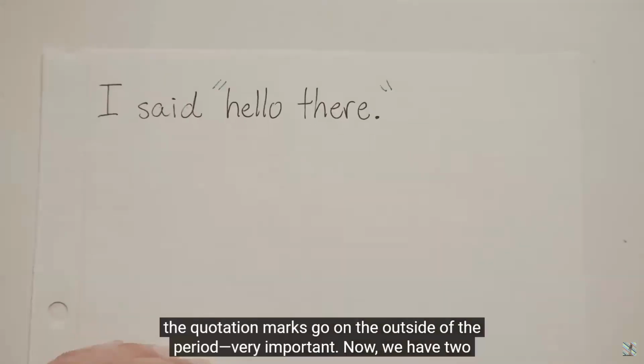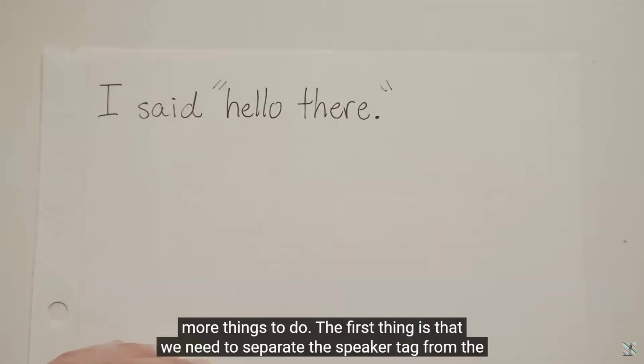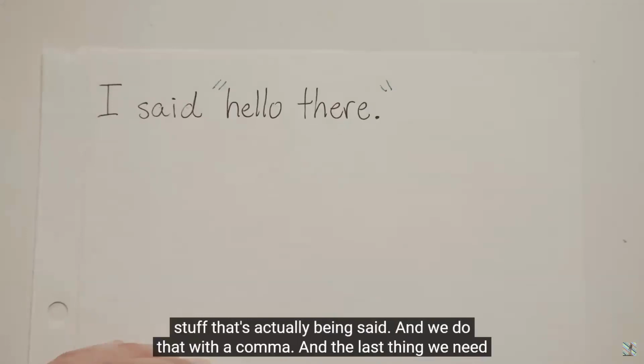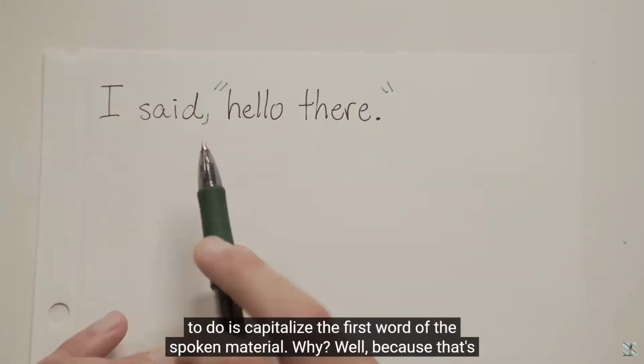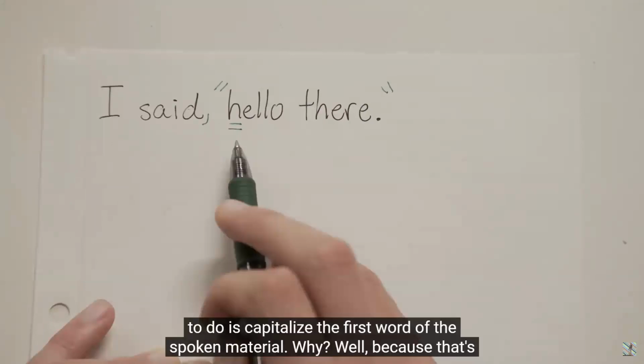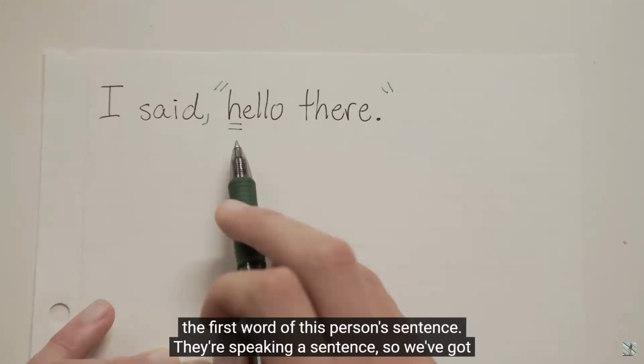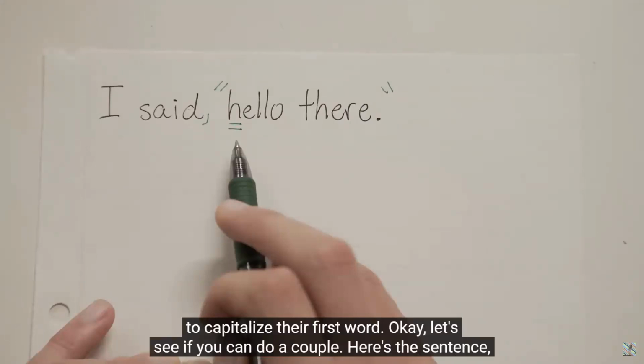Very important. Now, we have two more things to do. The first thing is that we need to separate the speaker tag from the stuff that's actually being said. And we do that with a comma. And the last thing we need to do is capitalize the first word of the spoken material. Why? Well, because that's the first word of this person's sentence. They're speaking a sentence. So we've got to capitalize their first word.